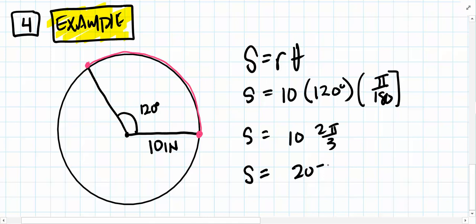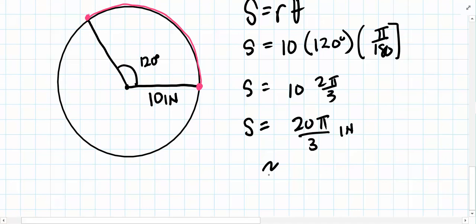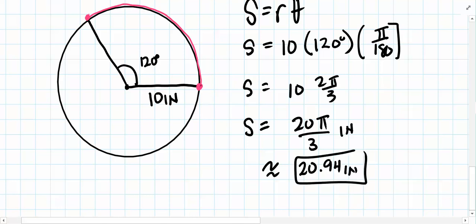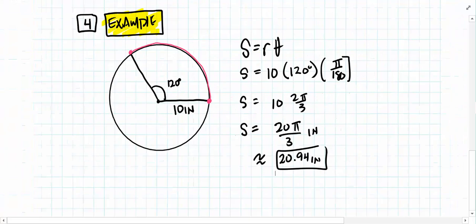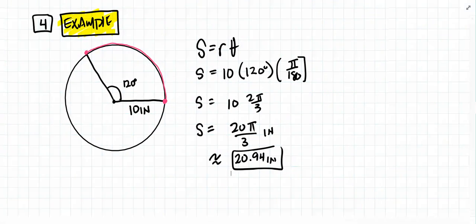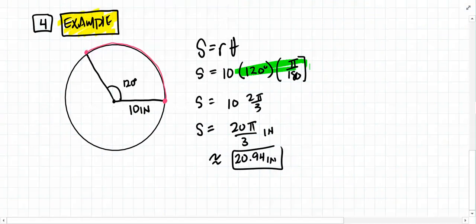And when you calculate that out, that's approximately 20.954 inches. So that dot has traveled a length of 20.94 inches, okay? The most common error is that students forget to do this part and forget to get the radian part there. The conversion.